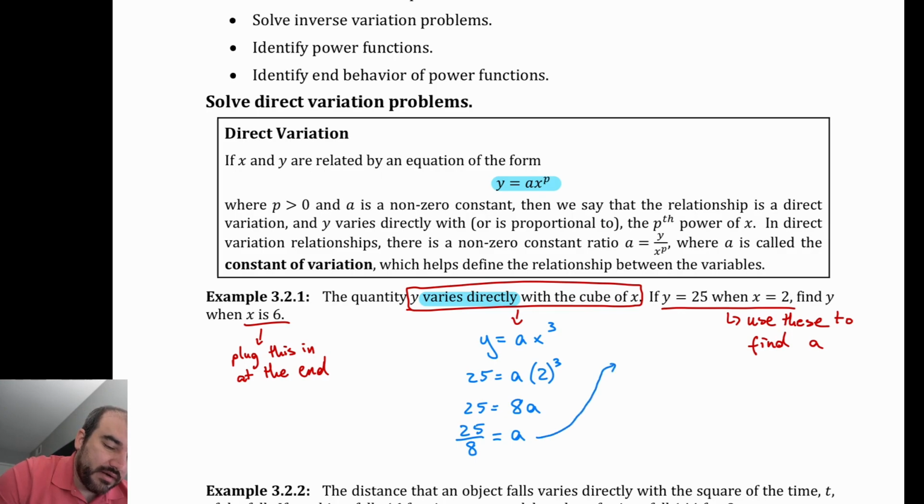That allows us to write an equation. Y equals, now that we know what a is, we can rewrite this. A is always going to be a constant. So from here, we combine these two things and we get y equals 25 over 8 x cubed. And now that we found a and we've put it back into our equation, we can actually answer the question of what is y when x is equal to 6. So this is the end where we plug in 6 for x. So y equals 25 over 8 times 6 cubed.